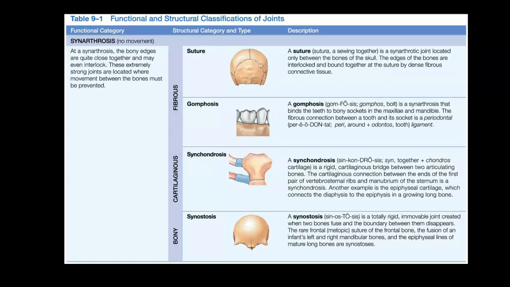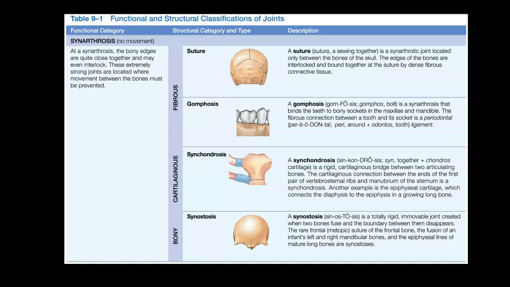The next type we have, of course, is the gumphosis. This is going to be, for example, what holds the teeth in tight. And so it's going to bind these teeth into those bony sockets in the maxilla and in the mandible. And that's going to use a fibrous connection between the tooth and the socket. And that's going to be referred to as periodontal. And so peri means around, and odontus is going to be tooth. So this is going to use the periodontal ligament to actually hold these teeth in, and that's your gumphosis.